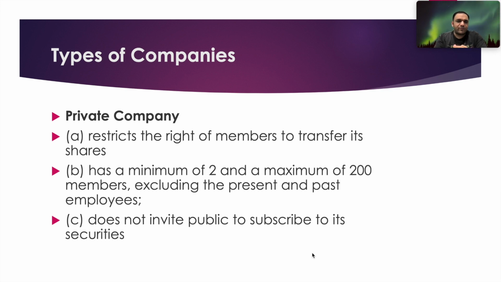Now we see types of companies. Types of companies include private company and public company. Private company, first of all, it restricts the right of members to transfer its shares. B, it has a minimum of 2 and maximum of 200 members excluding the present and past employees. C, it does not invite people to subscribe to its securities. This is a private company.